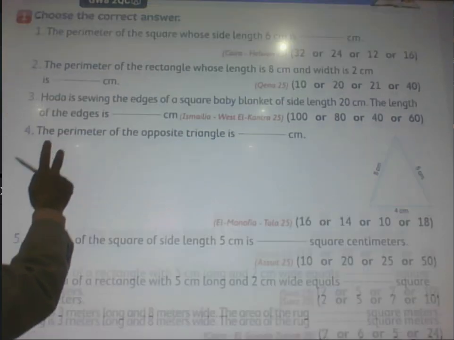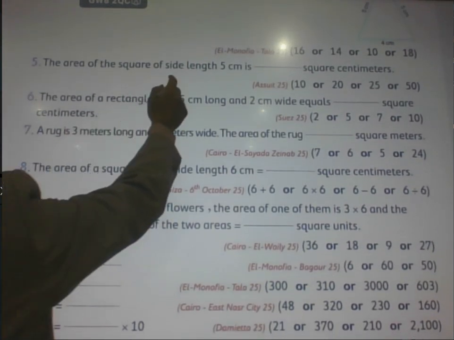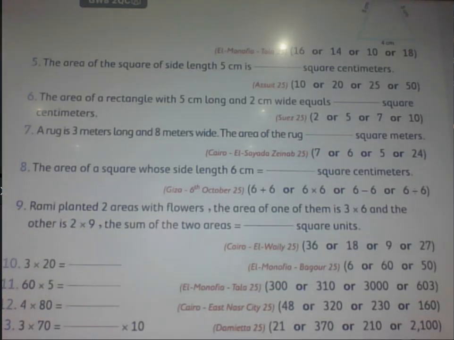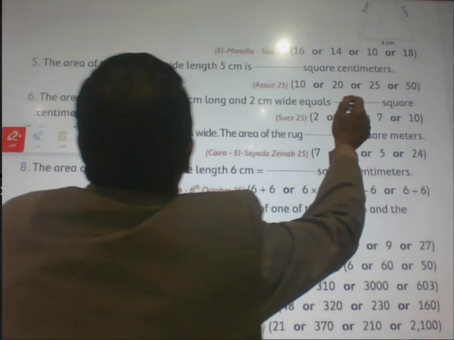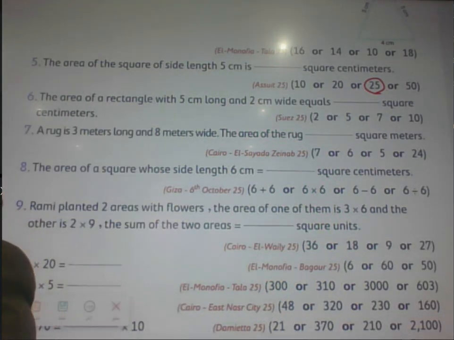Next, question number 5. The area of a square with side 5 centimeters. The area equals side times side. 5 times 5 is 25. Then the area of the square, 5 times 5 is 25. Then the area will be 25 square centimeters.